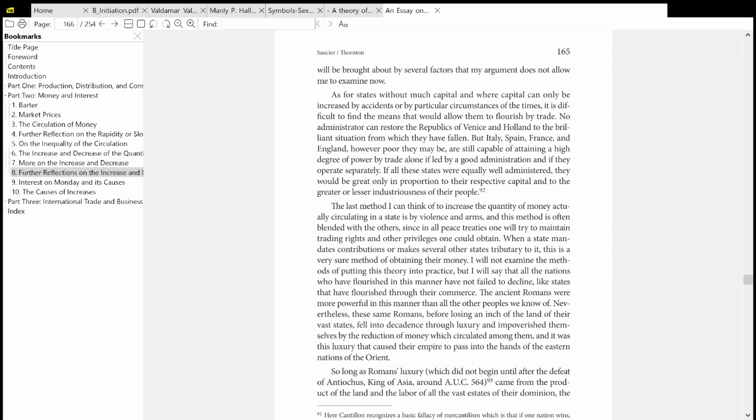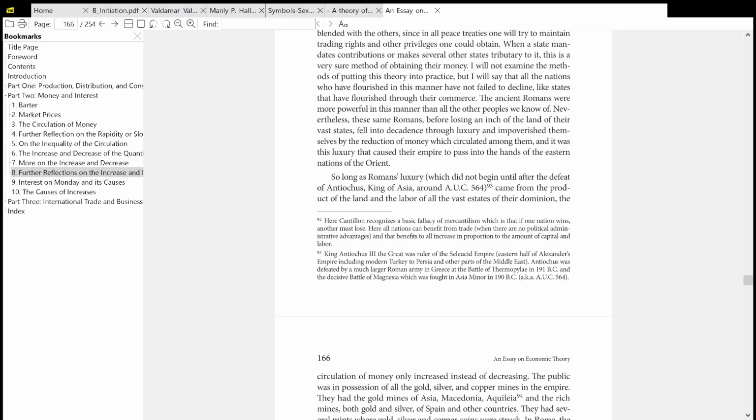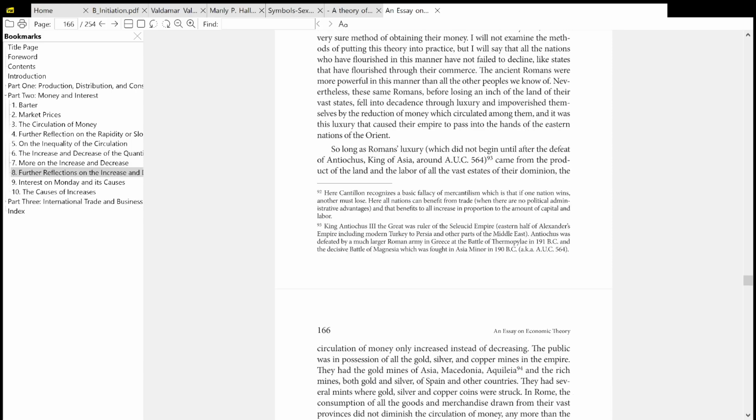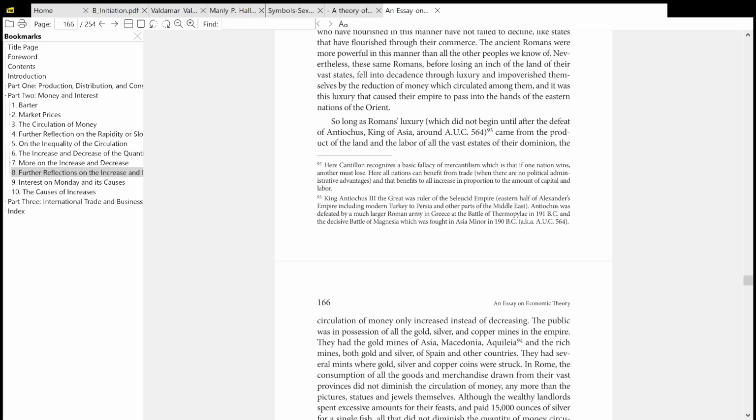So long as the Romans' luxury, which did not begin until after the defeat of Antiochus, king of Asia, around AUC 564, came from the product of the land and the labor of all the vast estates of their dominion, the circulation of money only increased instead of decreasing. The public was in possession of all the gold, silver, and copper mines in the empire.